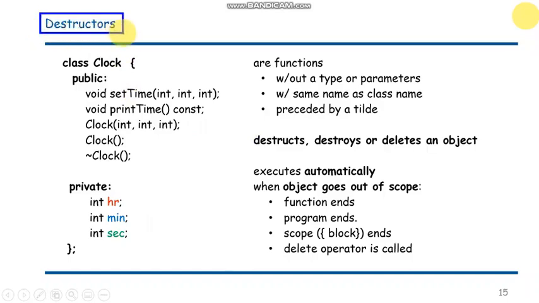It is the opposite of the constructor. What does it do? What is a destructor? Now, the properties of a destructor are: it doesn't have a type, like a constructor, it does not have a type. It does not have parameters. It also has the same name as the class. If you look here, you'll see that it is called Clock and it is called Clock.